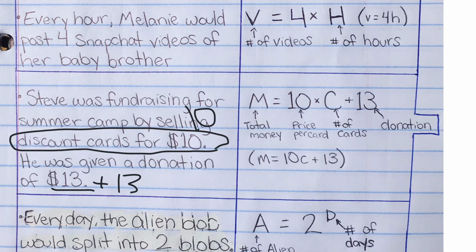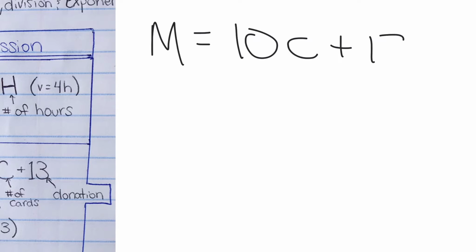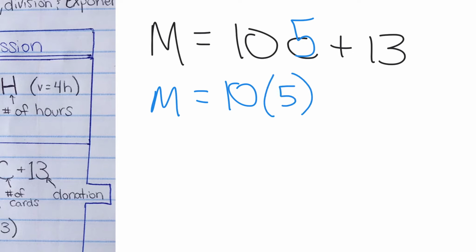Let's plug it into an example to maybe hopefully have it make a little bit more sense. We'll get rid of this expression. Our expression was total amount of money equals 10 times the number of cards plus his $13 donation. So let's say he goes out one night and he sells like 5 discount cards. It's a pretty good day. So that means the amount of money is going to equal $10 times 5 cards plus that $13 donation.